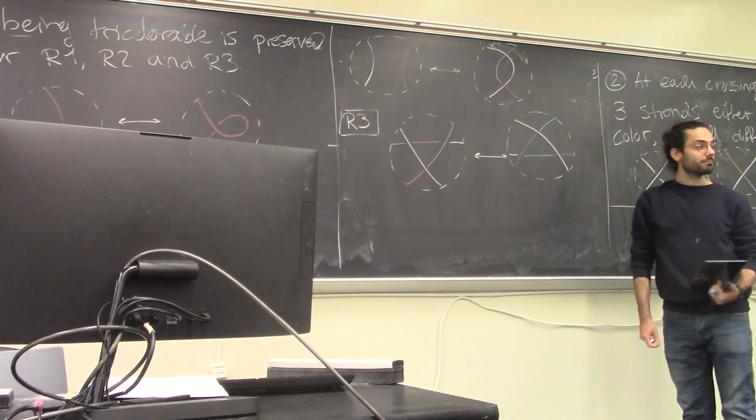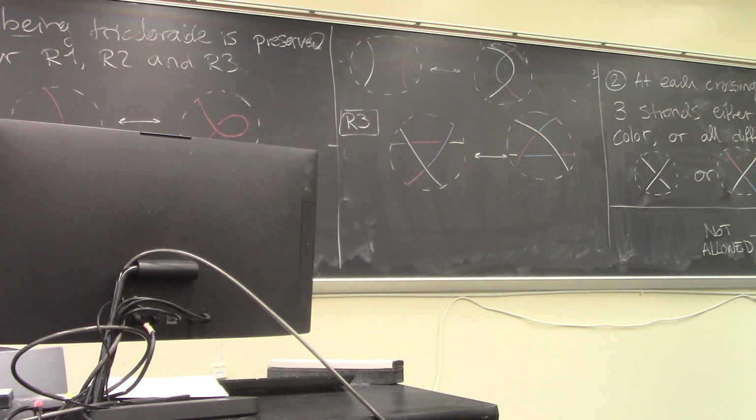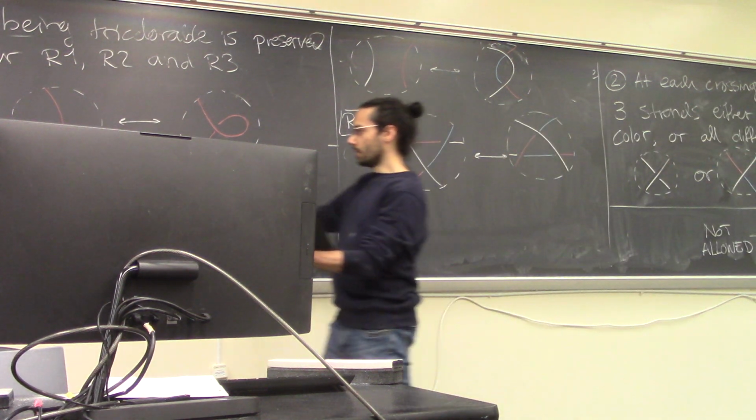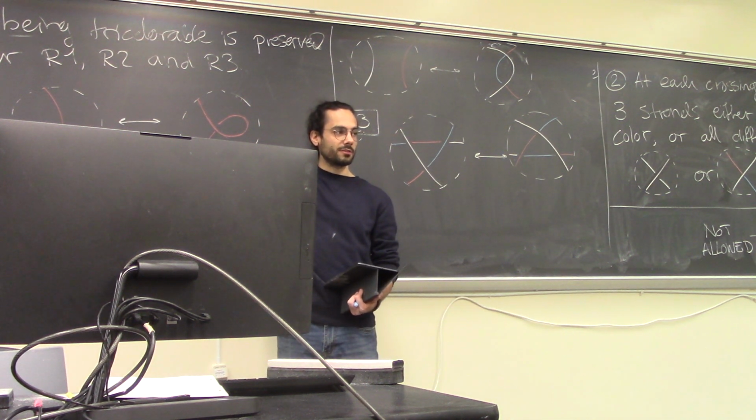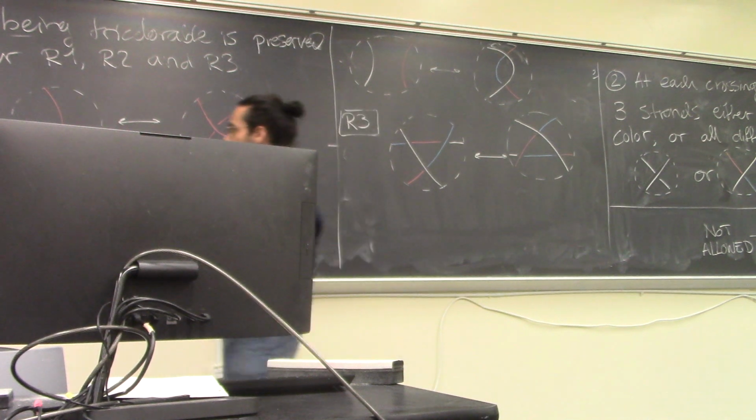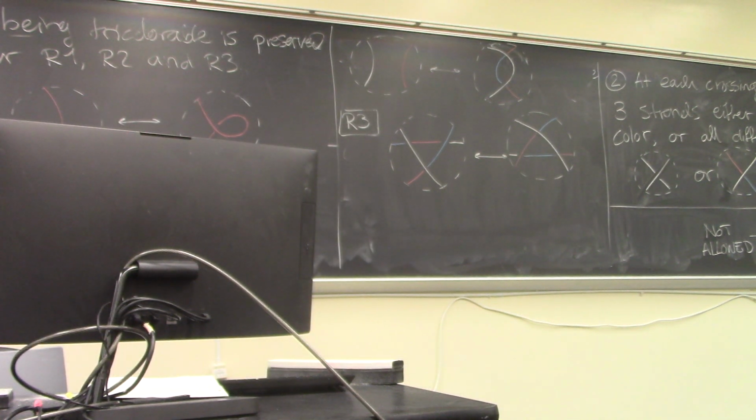Question about the R2, that second diagram. So we can just have the colors change? The first one's not tricolorable, right? No. So tricolorable means the whole diagram, and I only showed you what it looks like inside this small circle. So this picture could have been, you know, this piece of the trefoil, and outside it does something. Can you show an example of a tricolorable knot where only two colors are used?